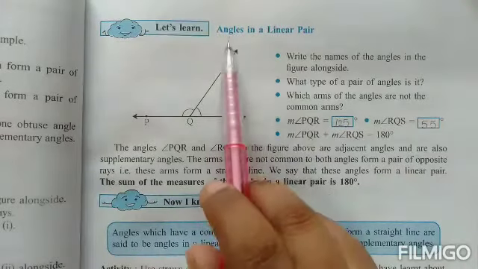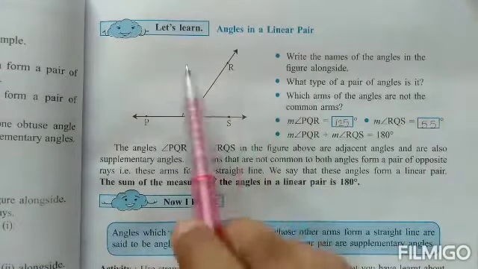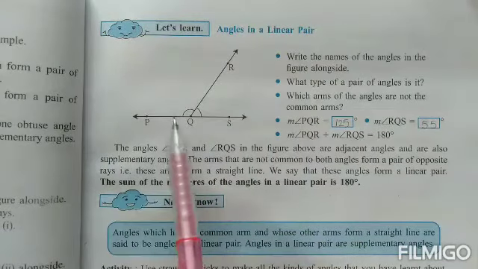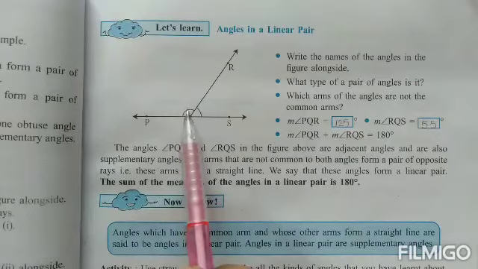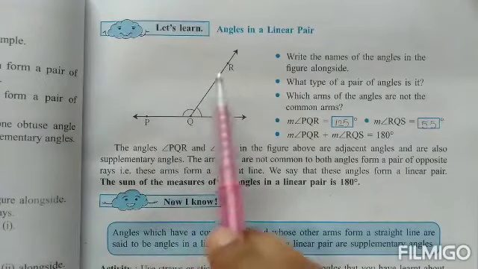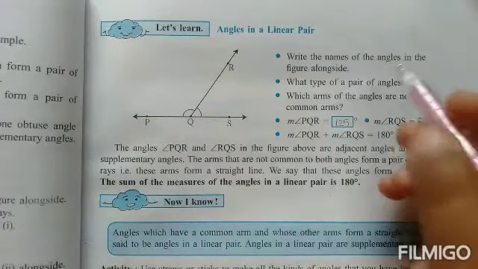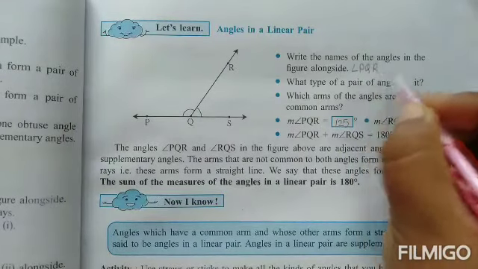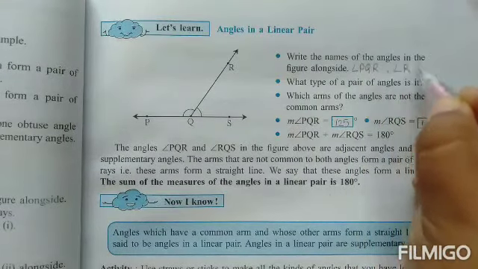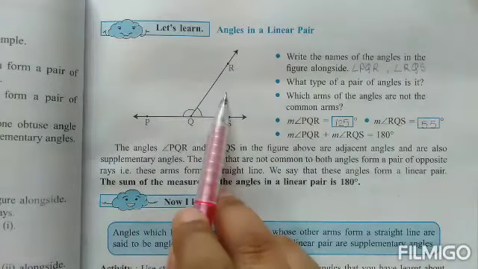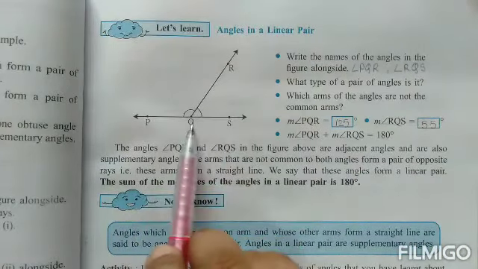Let us start with angles in linear pair. Observe the given diagram properly. Name the angles in the figure alongside. We find two angles: angle PQR and angle RQS. These two angles are found in this figure.